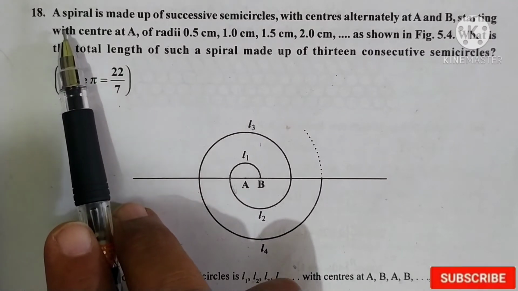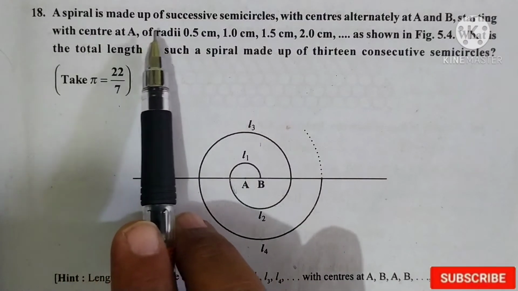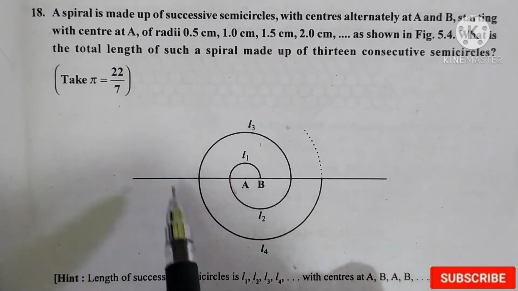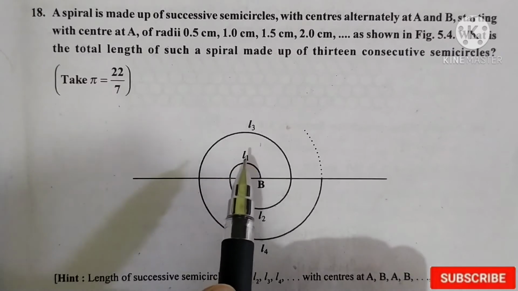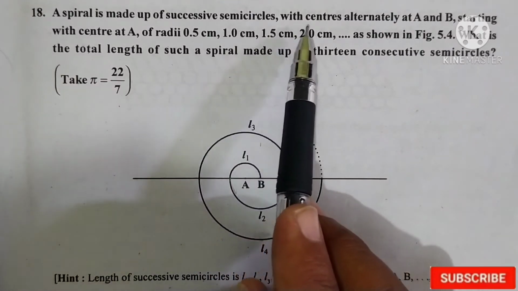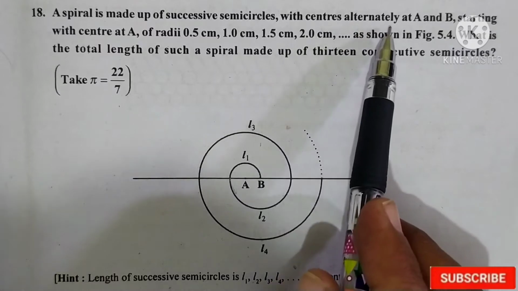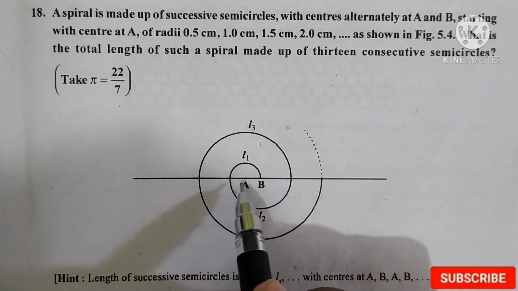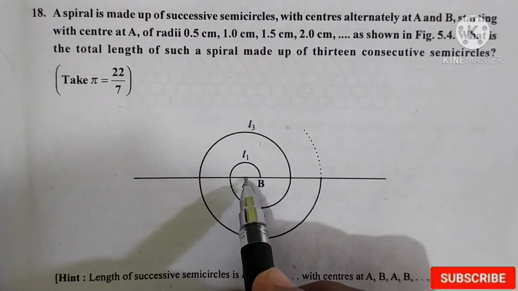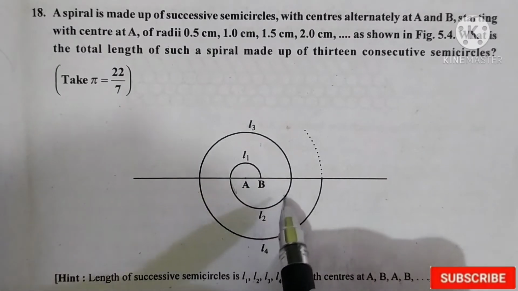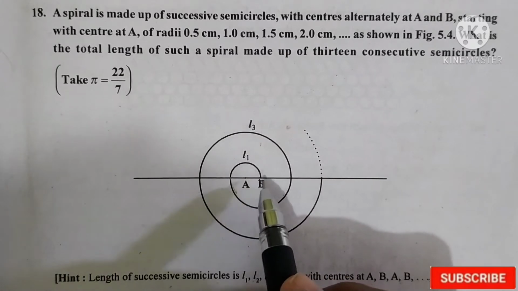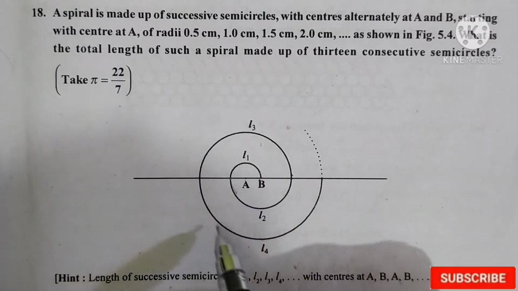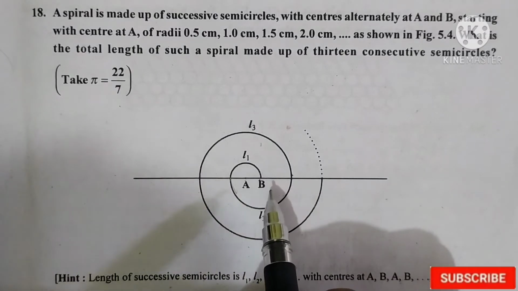Question number 18. A spiral is made up of successive semicircles with centers alternately at A and B. That means the first circle's center is A, the second circle's center is B, the third circle's center is A, the fourth circle's center is B, and so on.